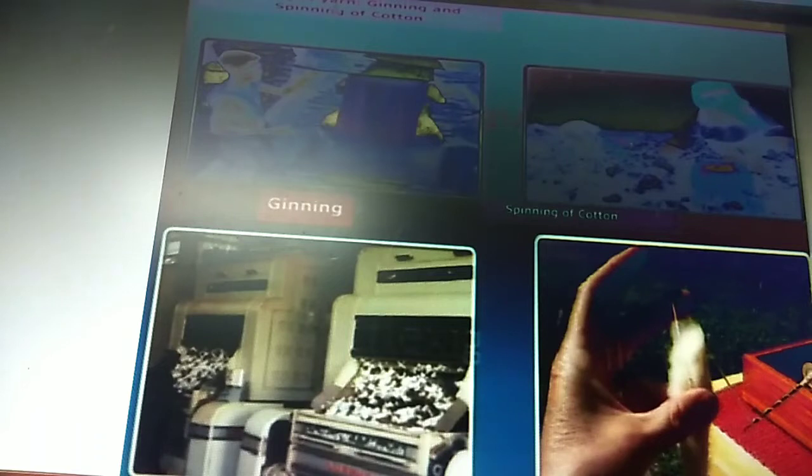Now, first they will be collecting the ripened fruit of cotton from the field, as this picture is showing. Then in this picture, this man is removing the fiber from the seed, separating fiber from the seed. Here it is done in the machine. This process is called ginning.